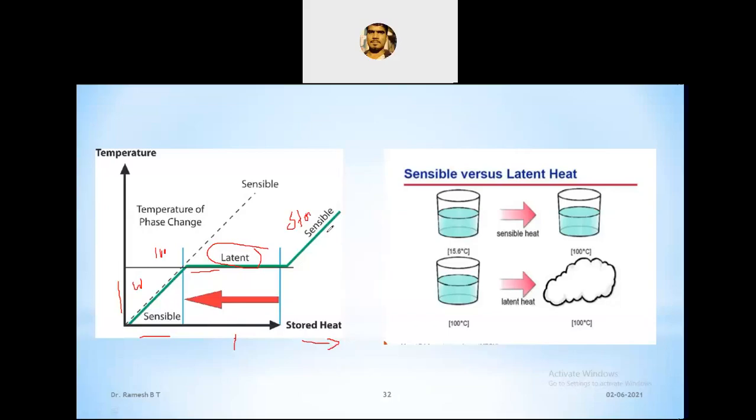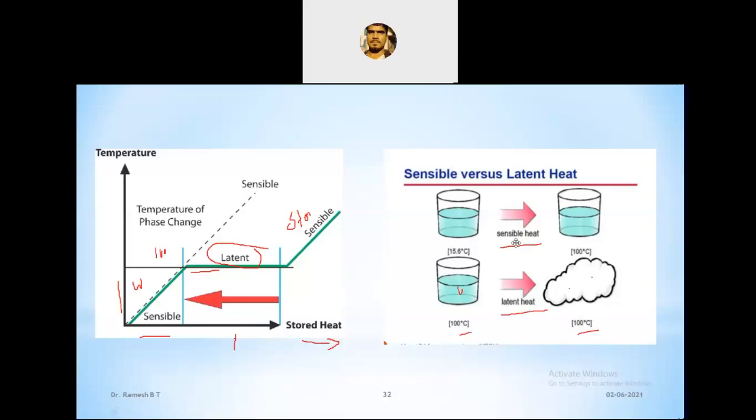But in latent heat, the phase changes and the temperature is constant. For example, in the second figure, you just observe. Water is there. If you raise the water temperature from 15 degrees up to 100 degrees, that is sensible heat. It is the same water, but only the temperature rises. But in the second figure, at 100 degrees centigrade, further adding heat won't raise the temperature, but it will change the phase from liquid to gaseous. The temperature is the same. This is called latent heat. The other is called sensible heat.